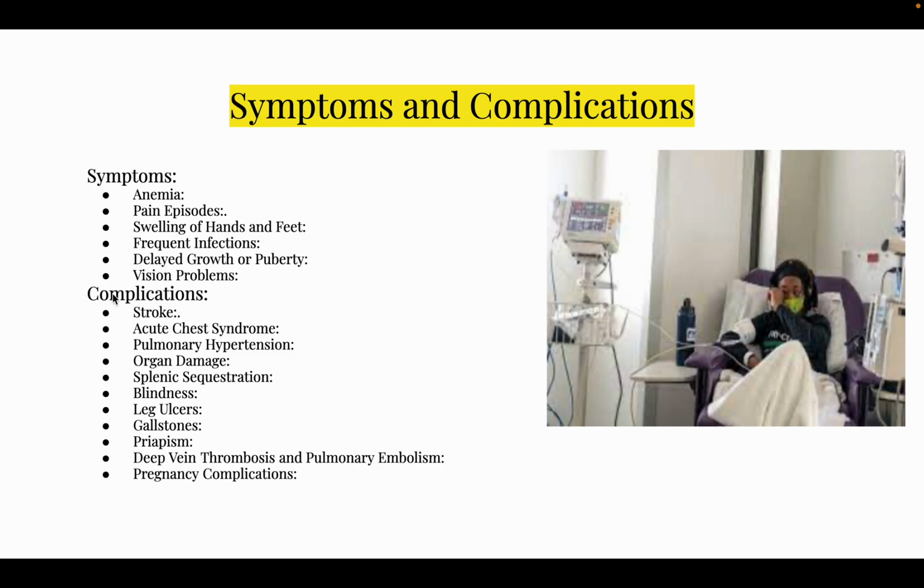Complications of sickle cell are stroke, caused by blocked blood flow to the brain. Acute chest syndrome, due to lung infections or blood vessel blockage in the lungs. High blood pressure in the lungs, potentially fatal, which is pulmonary hypertension. Organ damage, splenic sequestration, blindness, leg ulcers, priapism, deep vein thrombosis, and pulmonary embolism. And pregnancy complications, which include increased risk of high blood pressure and blood clots, causing miscarriage and low birth weight babies.